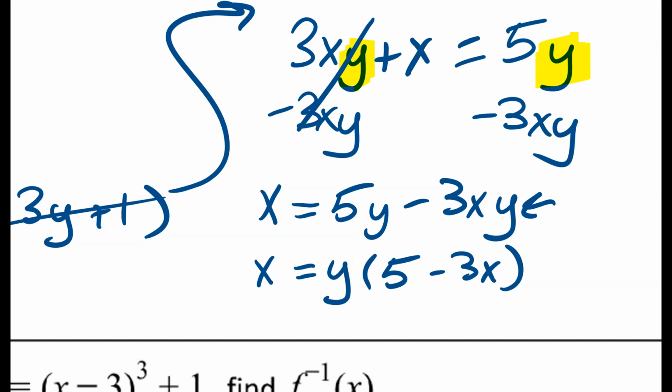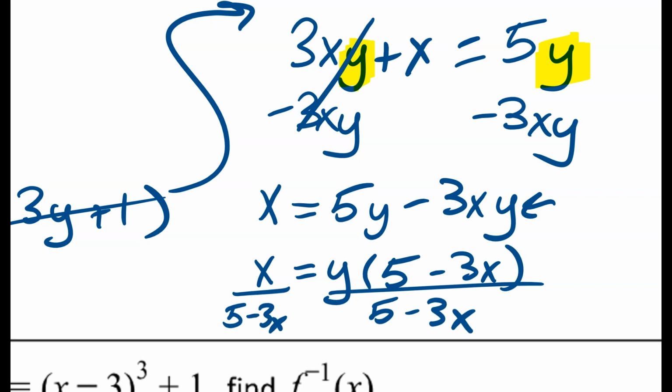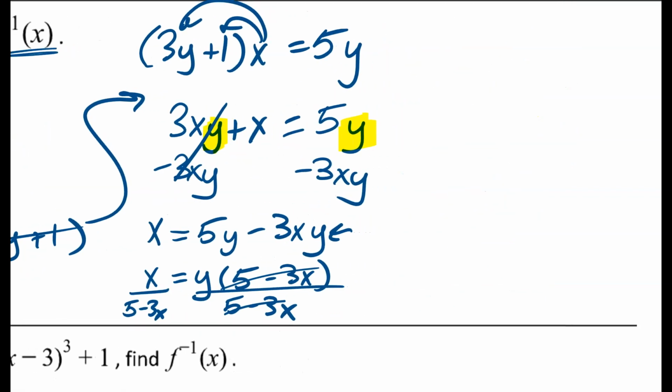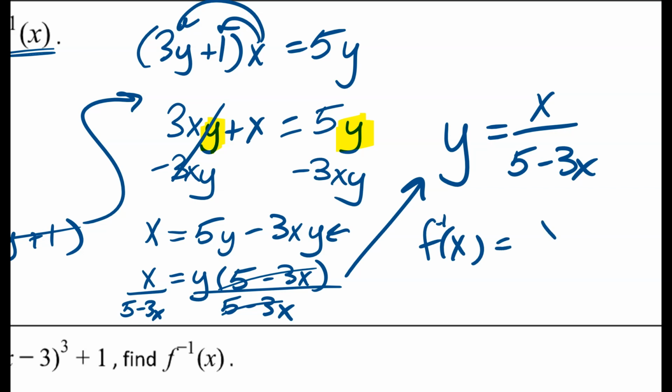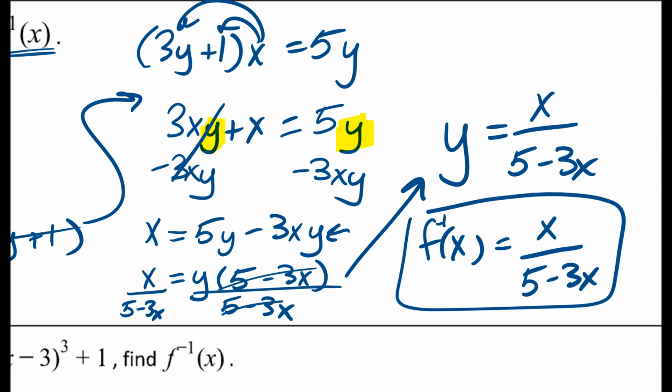And remember, the inverse operation of multiplication is division, so I'm just going to divide out that whole 5 minus 3x. The reason why this works is because 5 minus 3x divided by 5 minus 3x reduces to 1. So really all I'm left with is just y equals x over 5 minus 3x. So this is my inverse function. f inverse of x is equal to x divided by 5 minus 3x.